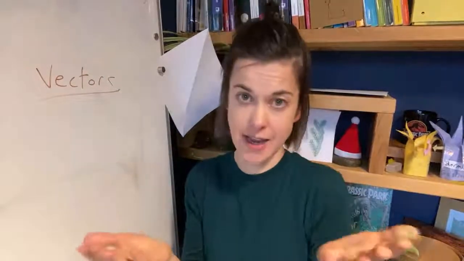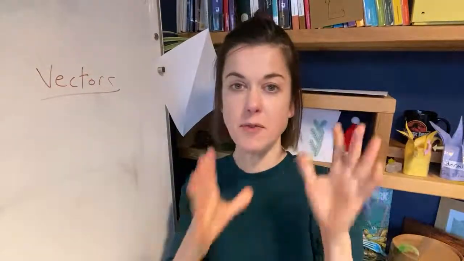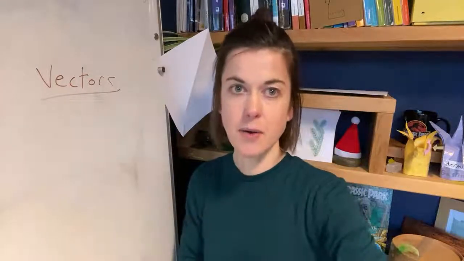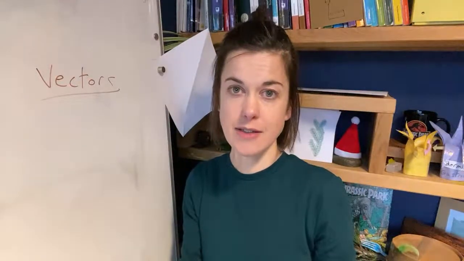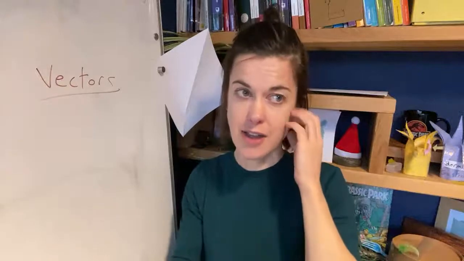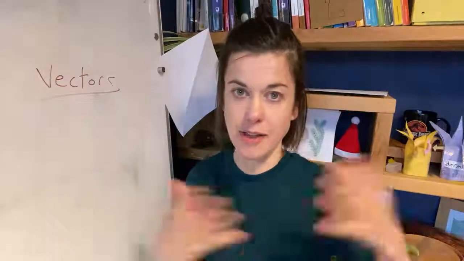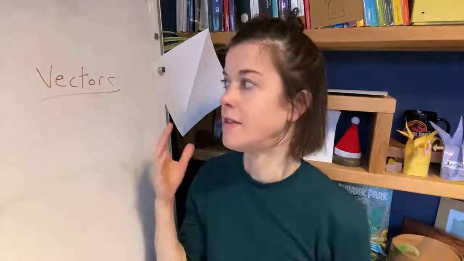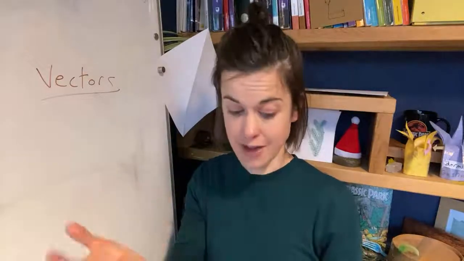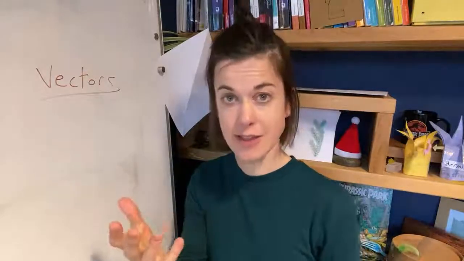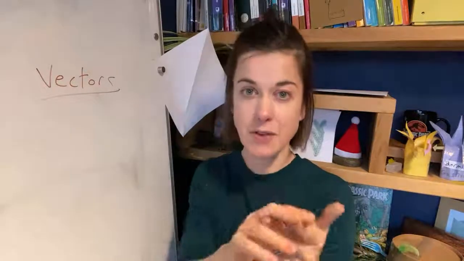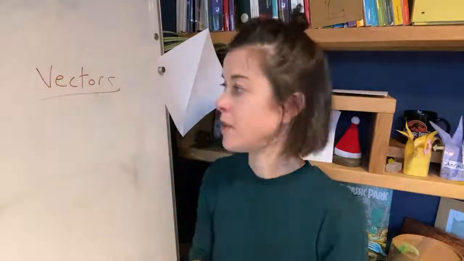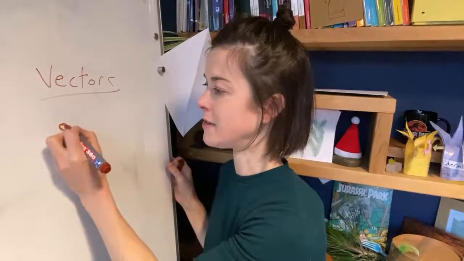You get vectors and scalars. Scalars can be described with just a number and a unit. So a distance is a scalar. You just say 5 meters or 5 miles, and that's a distance. Direction is a vector we have looked at in the past. Vectors are described with a number and a unit and also a direction. So displacement is a vector.